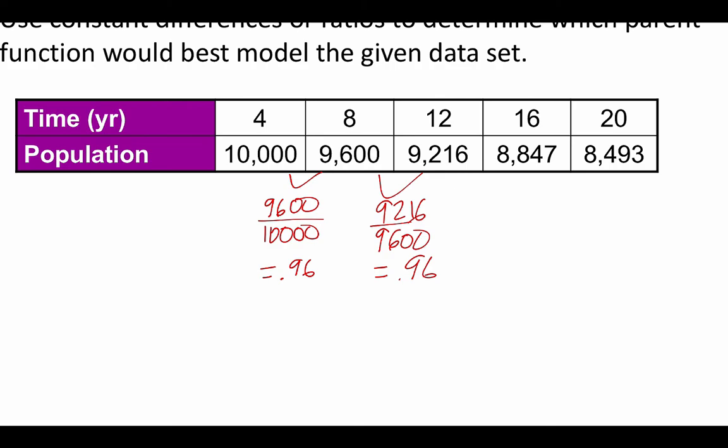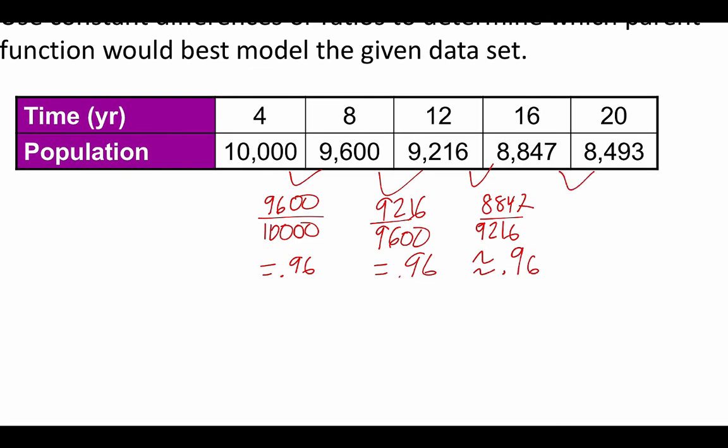Now from here, this is where things are going to vary a little bit. If we do 8847 divided by 9216, it's not exactly 0.96, but it's approximately 0.96. It ends up being 0.9599, which is pretty darn good. That's 0.96. And here, again, we'll do the same one more time. 8493 divided by 8847. And that also, if you round to two decimal places, is about 0.96. So maybe exponential would be an even better option.